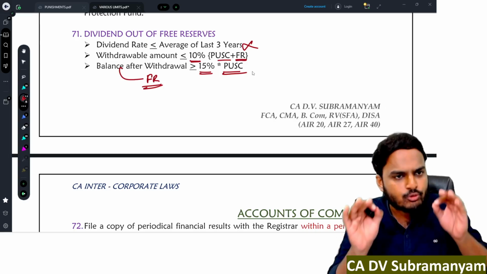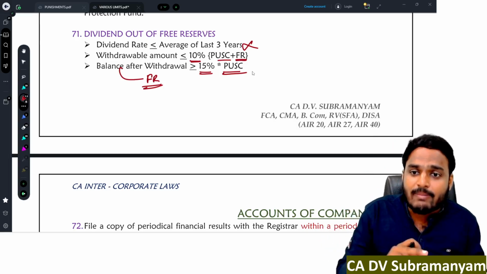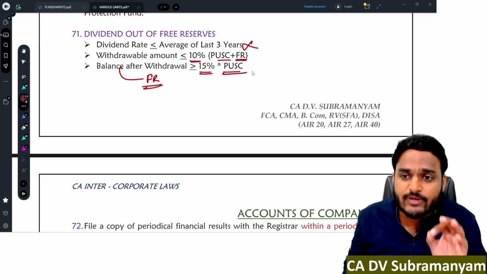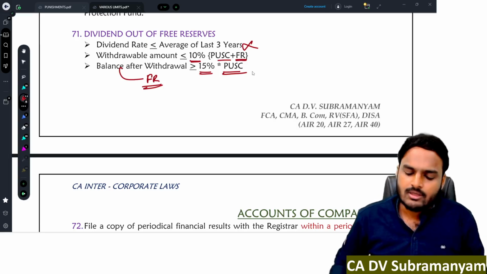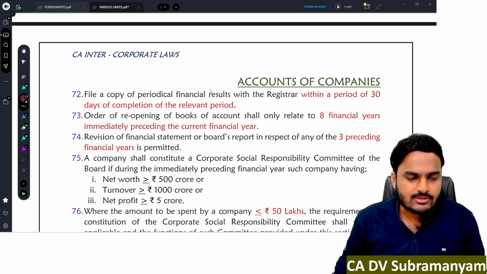You can withdraw up to 10% of paid up share capital plus free reserves. But after withdrawal, the balance in free reserves shall be minimum 15% of paid up share capital. Satisfying these conditions, you can withdraw amount from free reserves.